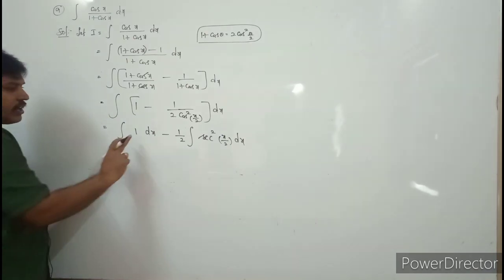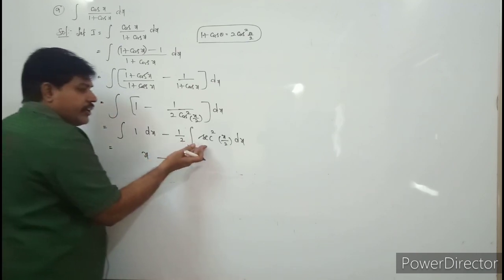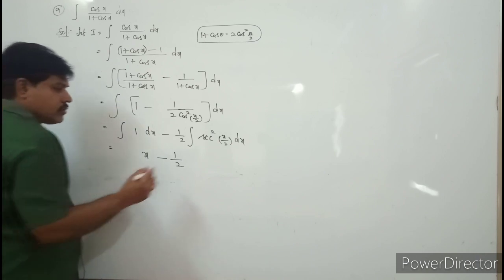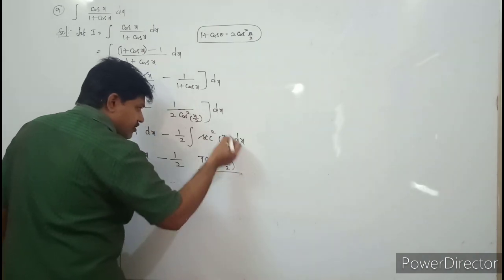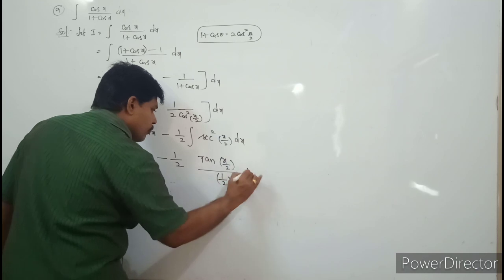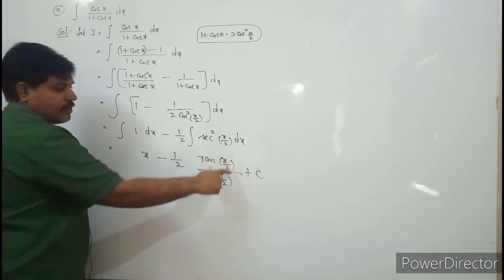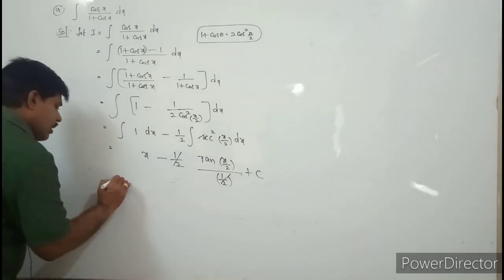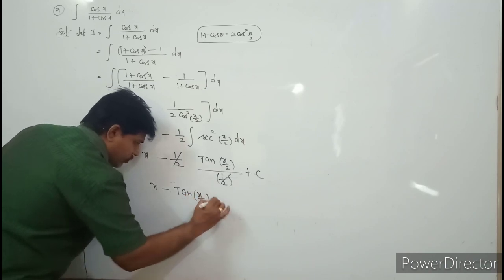So see that, students, the integral of 1 is x, minus 1 by 2 into the integral of secant square theta. The integral of secant square theta is nothing but tan theta. So it will become tan x by 2 divided by the derivative of x by 2, which is 1 by 2, plus c. The integration of secant square x by 2 is tan x by 2, and the derivative of x by 2 is 1 by 2. This 1 by 2 and 1 by 2 will be cancelled. The answer will become x minus tan x by 2 plus c.